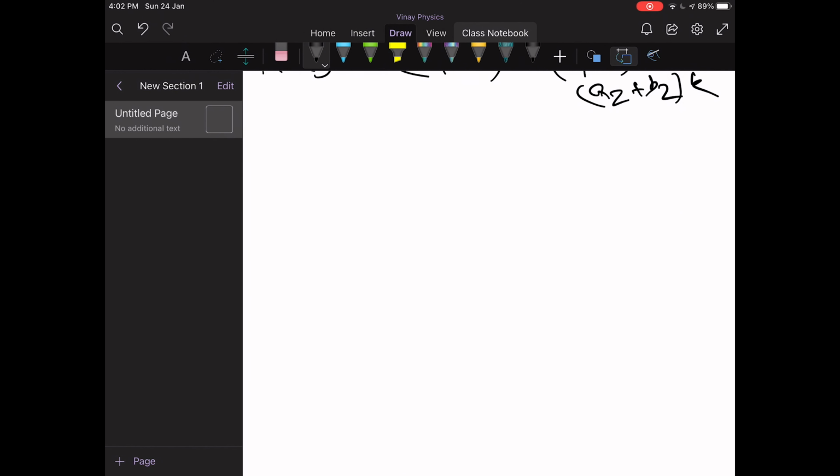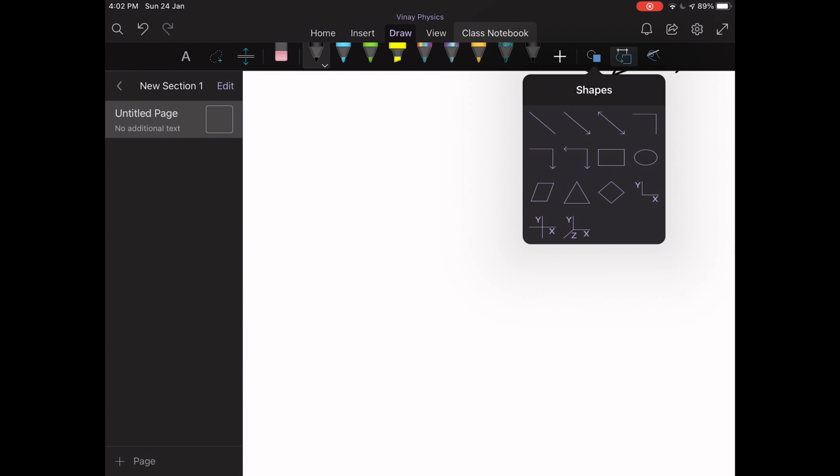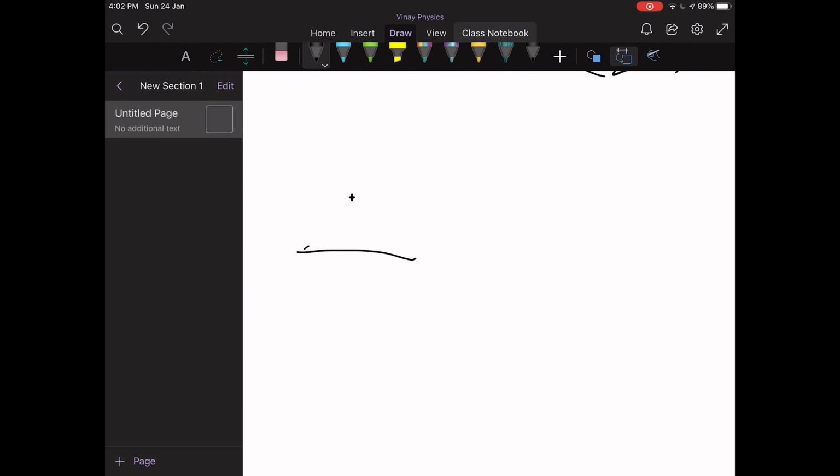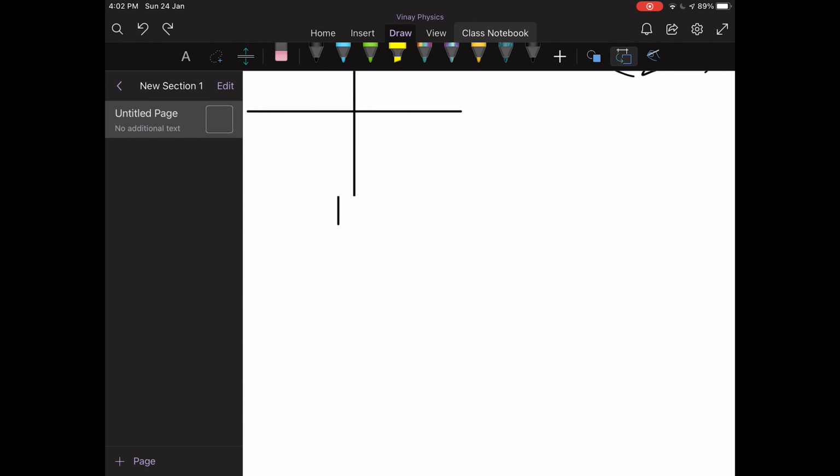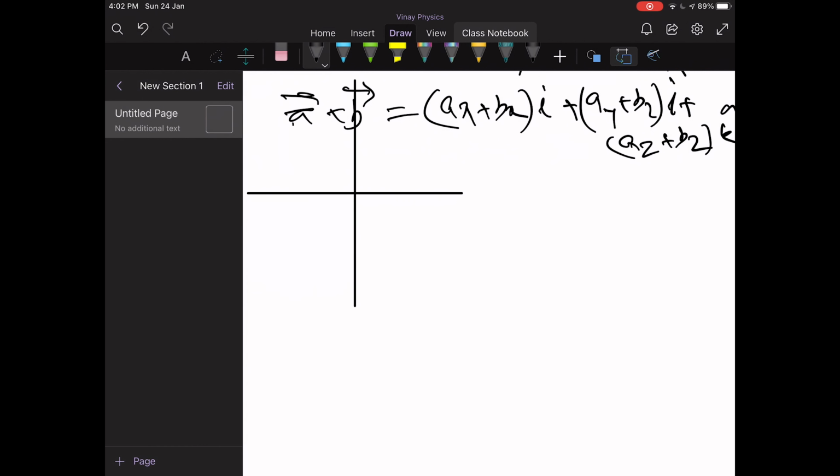Now let us look at a problem. It says that there is a force of 16 newtons that acts on a particle along a direction making an angle of 45 degrees with the vertical. So let us draw our axes again. This is a two-dimensional problem, so we can just have a two-dimensional coordinate system.